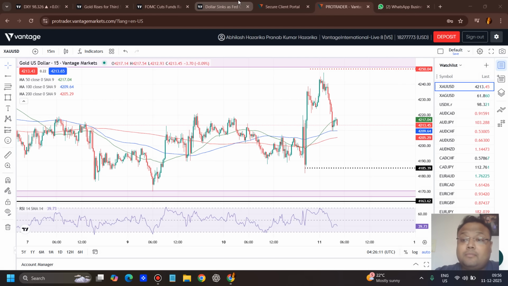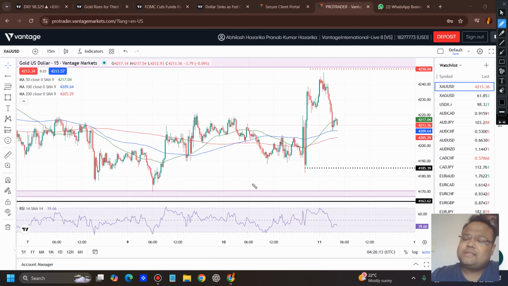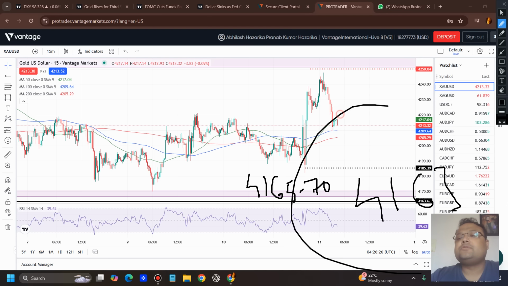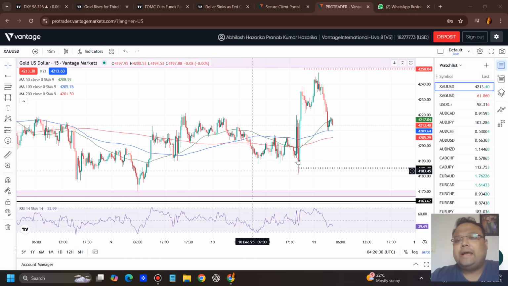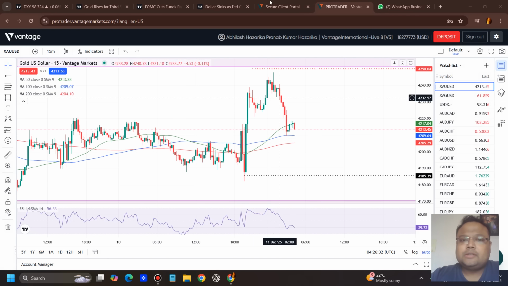Okay. Then if the market goes down, then yes, the old level 4165, 4170 is still very much valid. If the market takes support just like the previous time, we can look for a buy position. But if selling pressure increases and the market breaks 4163, we can look for a sell below it. Okay, that's it.